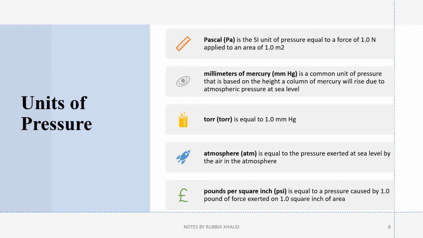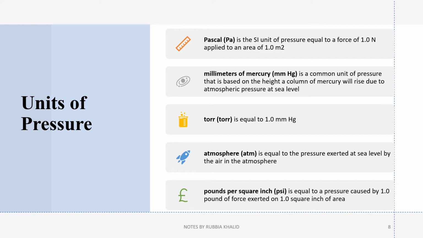Next, we have units of pressure. As I said before, pressure can be measured using torr, millimeters of mercury, pascals, atm, and so on. Pascal is the SI unit, the standard unit for pressure, which is equal to 1.0 newton applied to an area of 1 meter squared. Millimeter of mercury is a common unit of pressure that is based on the height a column of mercury will rise due to the atmospheric pressure at sea level.